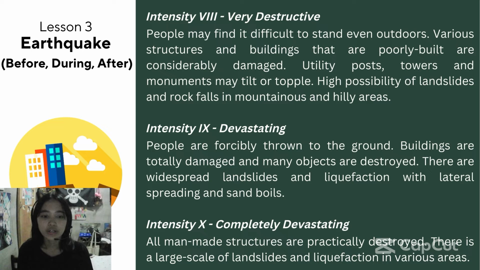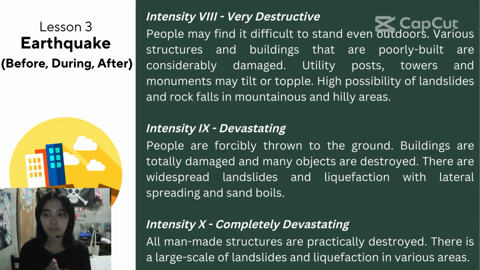All man-made structures are practically destroyed. There is a large scale of landslide and liquefaction in various areas. So intensity 10 is like a wipe out of everything, like the buildings in the city will really disappear because of the strength of intensity 10 compared to intensity 9. In intensity 9 a few buildings may remain, but in intensity 10 all the buildings built in the city will be wiped out. So there is also a large scale of landslide and liquefaction.